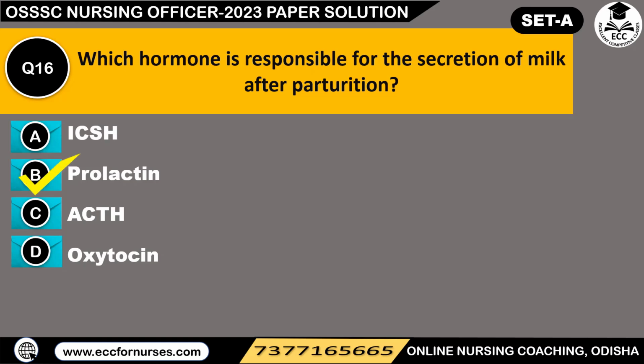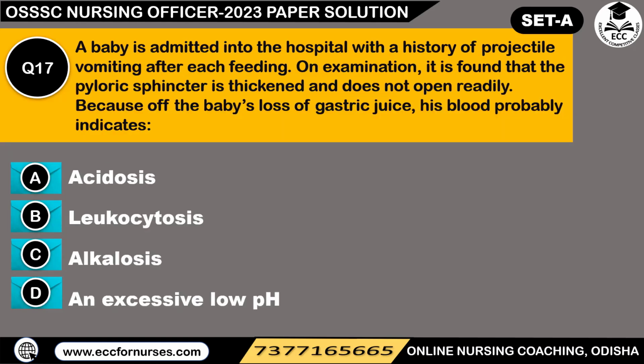Answer will be option B, prolactin. Question number 17. A boy is admitted into the hospital with a history of projectile vomiting after each feeding. On examination, it is found that the pyloric sphincter is thickened and does not open readily because of the boy's lost gastric juice. His blood probably indicate. The answer is option C, alkalosis.